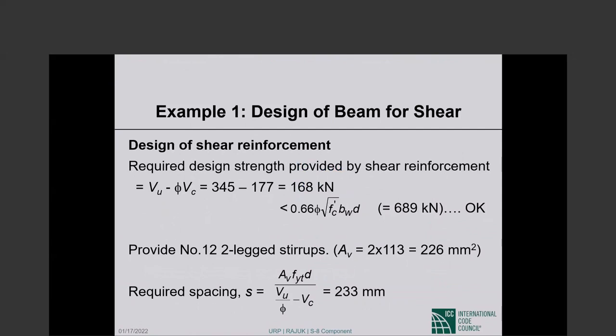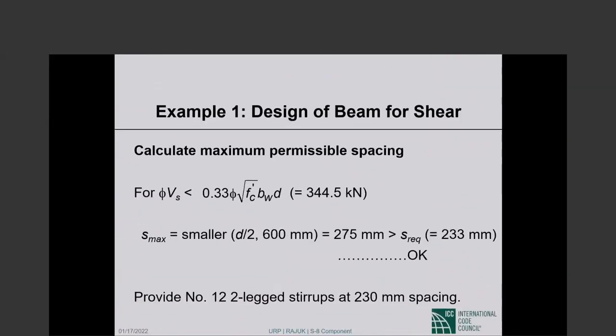So V sub u minus phi times V sub c in our case is 345 minus 177 is 168 kilonewtons. And that is less than 0.66 phi square root of f sub c prime. So if we go for 12 two-legged stirrups, two legs have a total cross-sectional area of 226 square millimeters. The spacing comes out to 233 millimeters from this expression. Okay, 233 millimeters. So 233 is the required spacing.